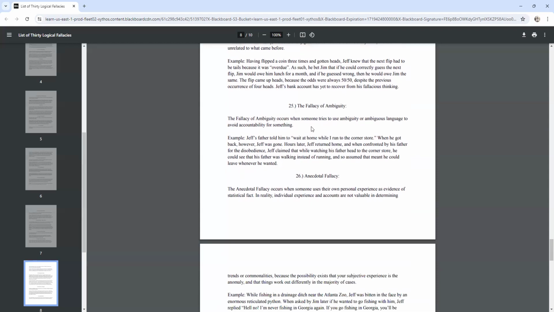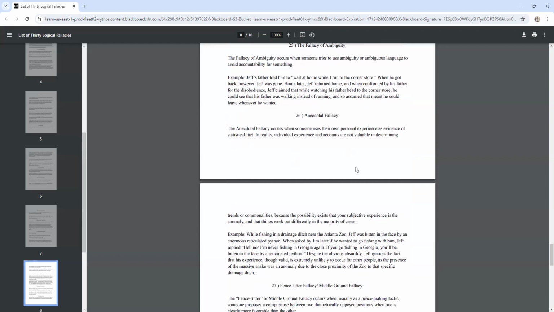Number 25, the fallacy of ambiguity. It's basically when you try to use ambiguity or ambiguous language, unclear language to avoid accountability. Example, Jeff's father told him to wait at home while I run to the corner store. When he got back, however, Jeff was gone. Hours later, when Jeff returned home, he was confronted by his father for the disobedience, and he claimed that while watching his father head to the corner store, he could see that his father was walking instead of running, and so he assumed that meant he could leave whenever he wanted.